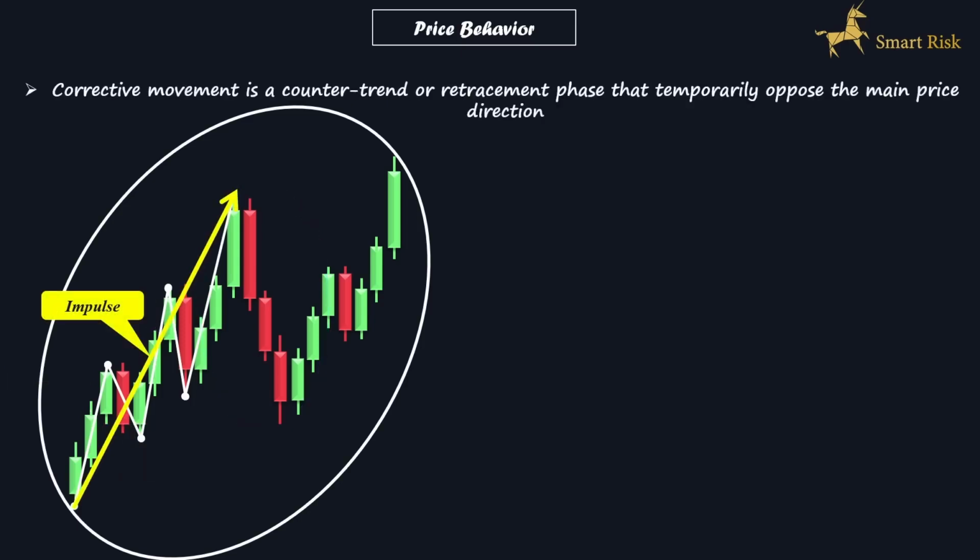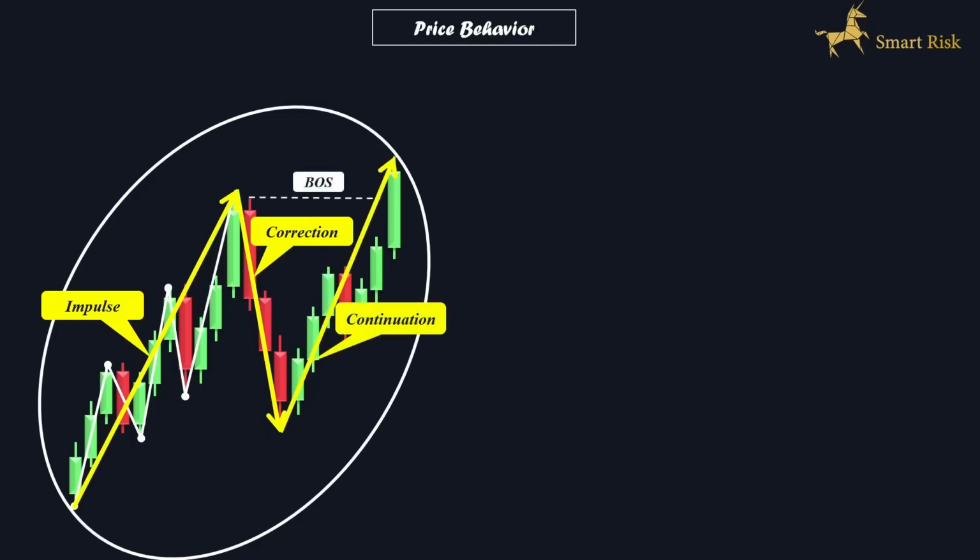Corrective movement in essence is a counter-trend or retracement phase that temporarily opposes the main price direction. Therefore, from the market structure perspective, in the bullish scenario, a corrective movement occurs when the price breaks below the internal pullback or internal low, or when the price effectively sweeps its liquidity with a candle shadow. In this case, we see a correction represented by these three red candles, indicating that the price has broken out and swept the liquidity of the previous pullback's lowest point. Subsequently, we see that the price has pushed to the upside and eventually has broken out the latest swing high. Hence, we consider that as a continuation movement.